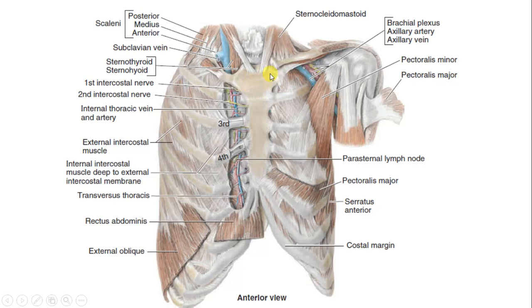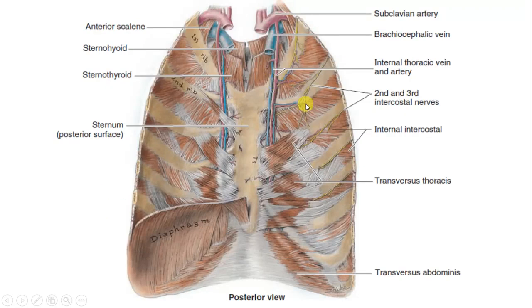Sternocleidomastoid is also inserted over the upper border of the sternum, the superior border of the manubrium sterni. From inside, it has been shown here, from the sternum to the chest wall. Here are shown the muscles.